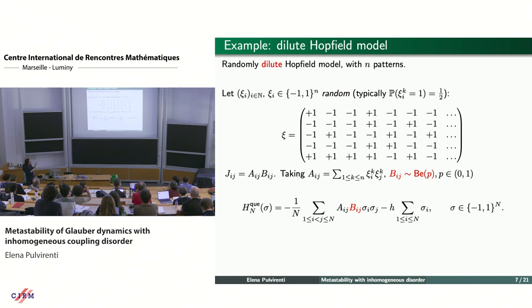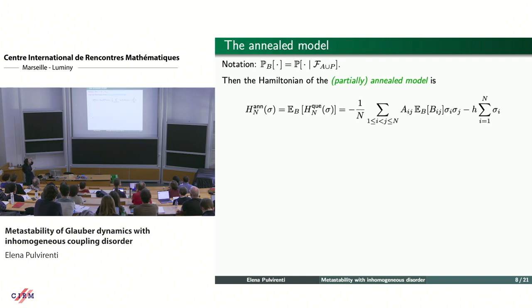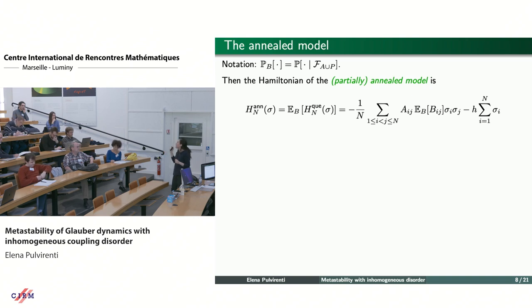Now that I have introduced the model and I gave you some examples, I would like to introduce the annealed model. So our model is a quenched model that we would like to compare with something which is less random, in the same spirit as Frank's talk this morning. The point is that, and this was one of the final questions of Frank, one might be interested in comparing your quenched model with some model which is still random. So then you have to do something like a partial annealing. So this is exactly what we do here. So we average only one of the two random variables, say the B random variables. So our annealed model is the one where I have partially averaged out one of the two random variables, the B ones. Okay. Why? Because we want to compare models which are both random.